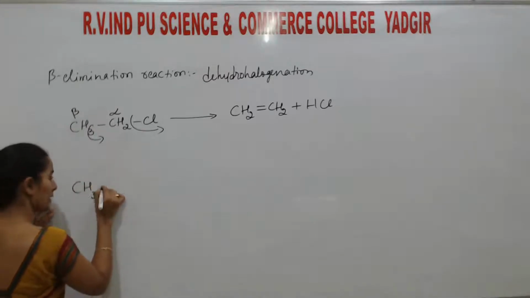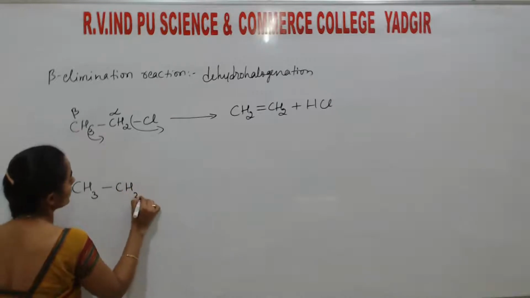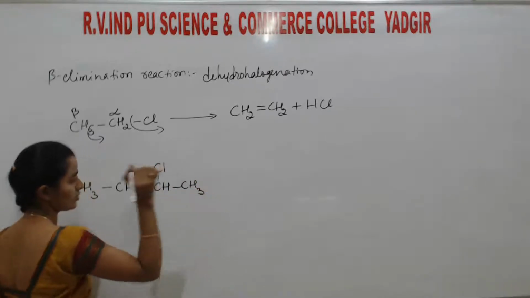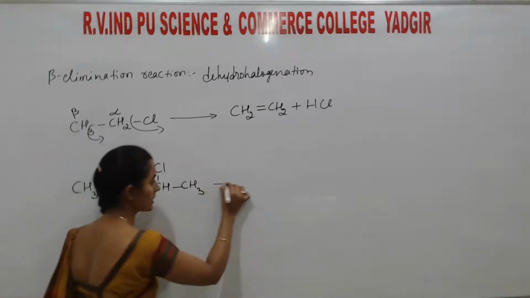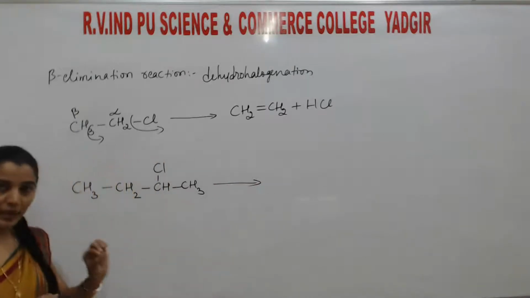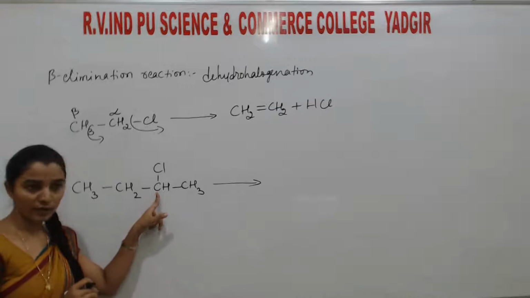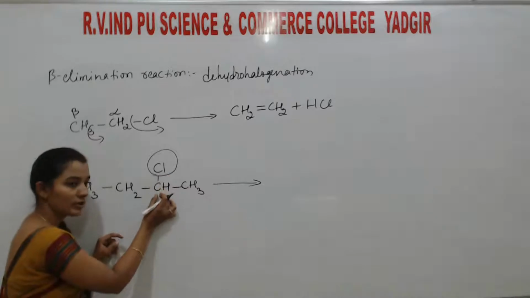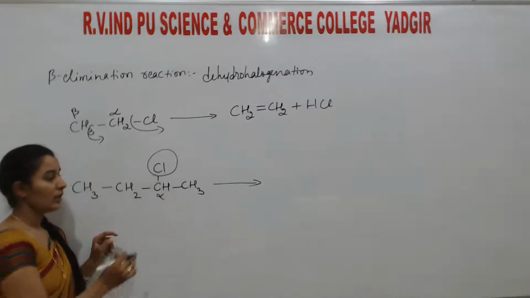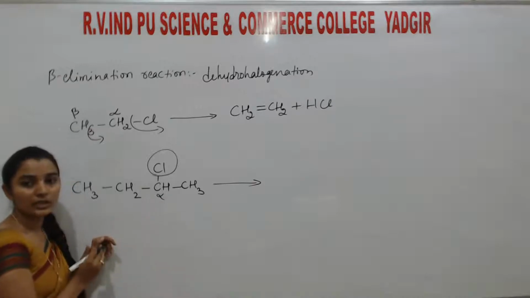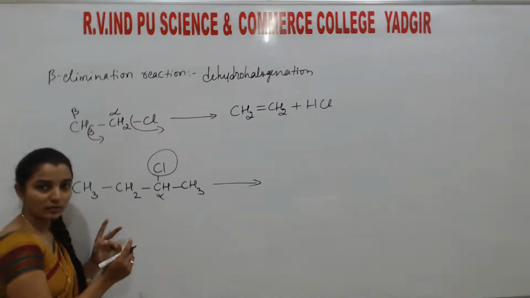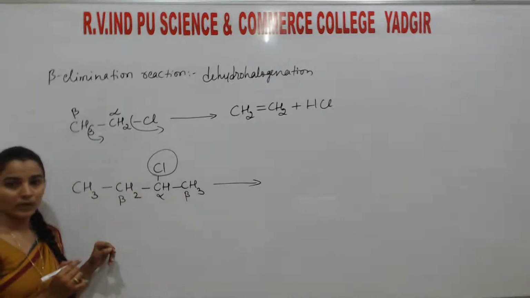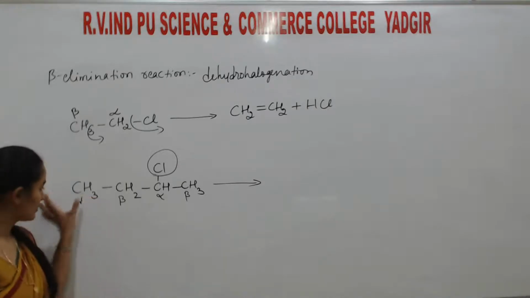Next, listen, if we take an example CH3, CH2, CH, Cl, CH3. Okay, students, if it is like this, we have to do beta elimination here. So here this is the alpha carbon atom. This is the functional group. This halogen is bonded to this carbon, which means this is alpha. The carbon atom which is next to alpha is beta. Here how many beta carbons are there? 2. This is also beta, this is also beta. Understood? Then this is gamma, and of course this is not removed.